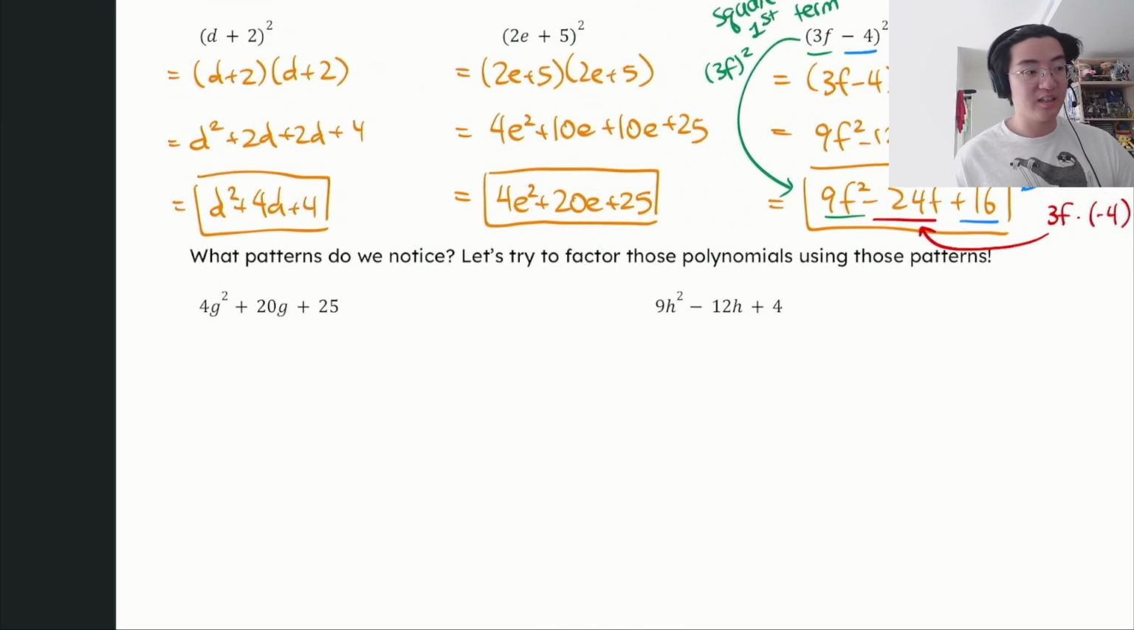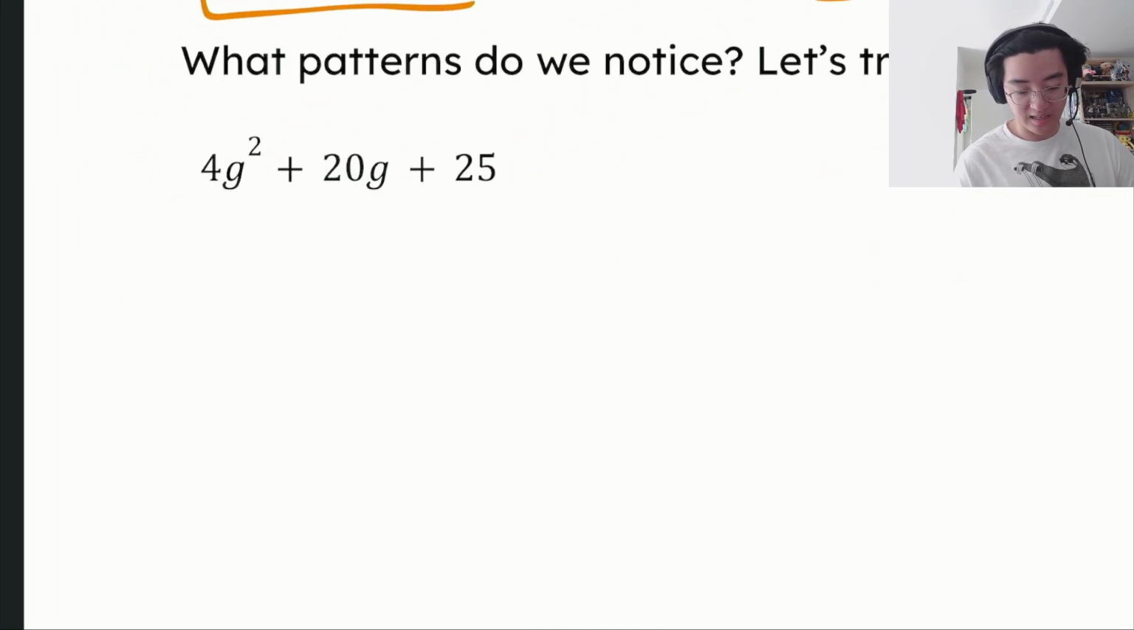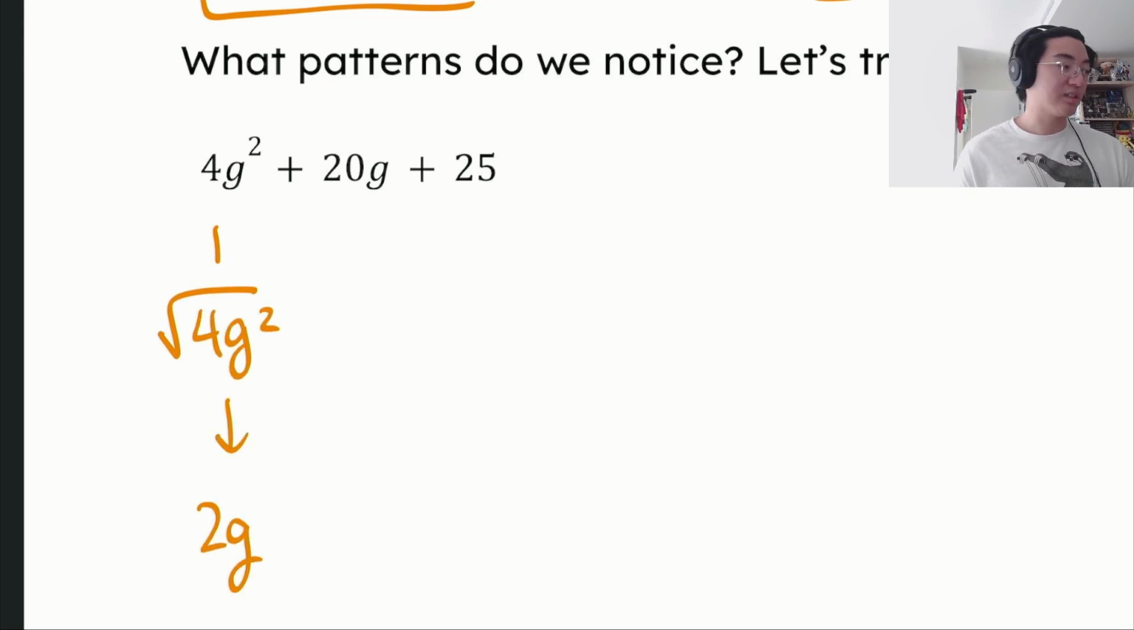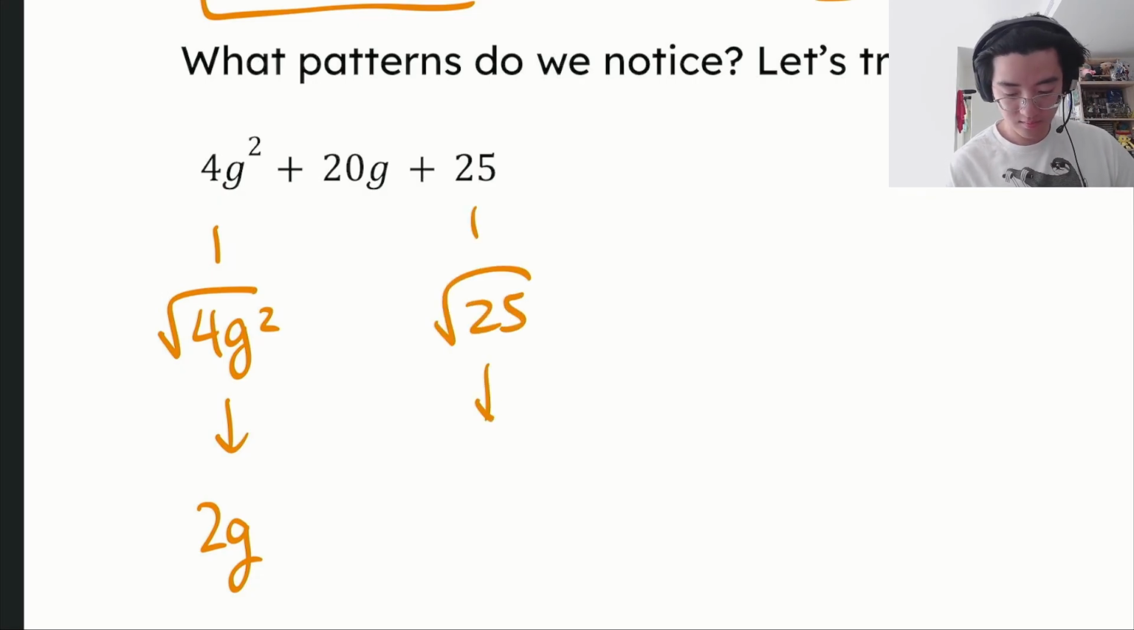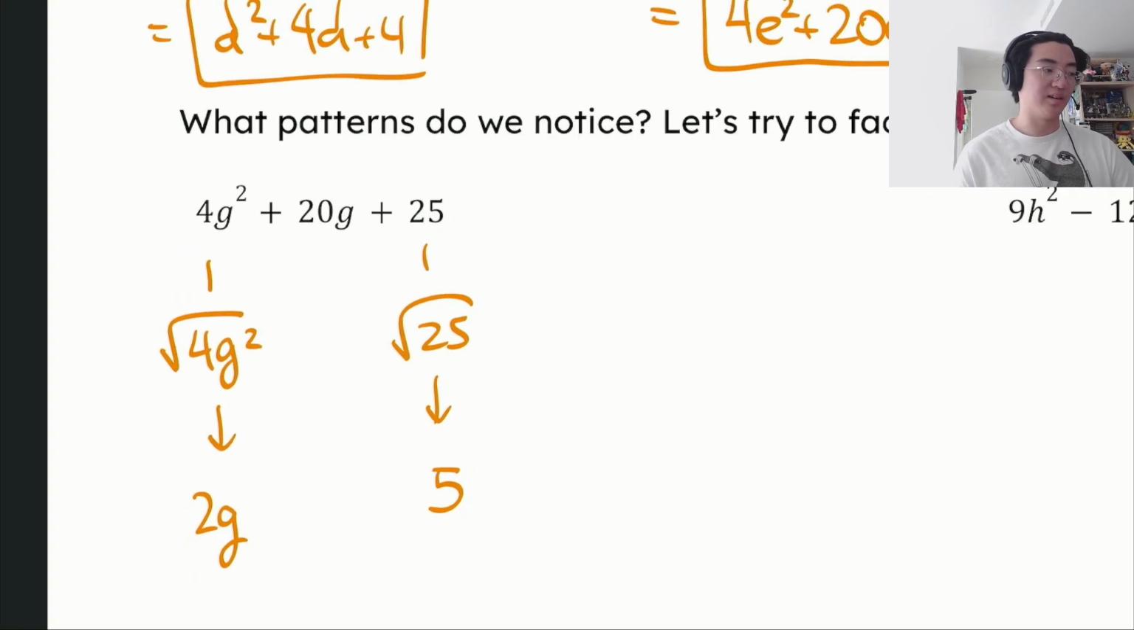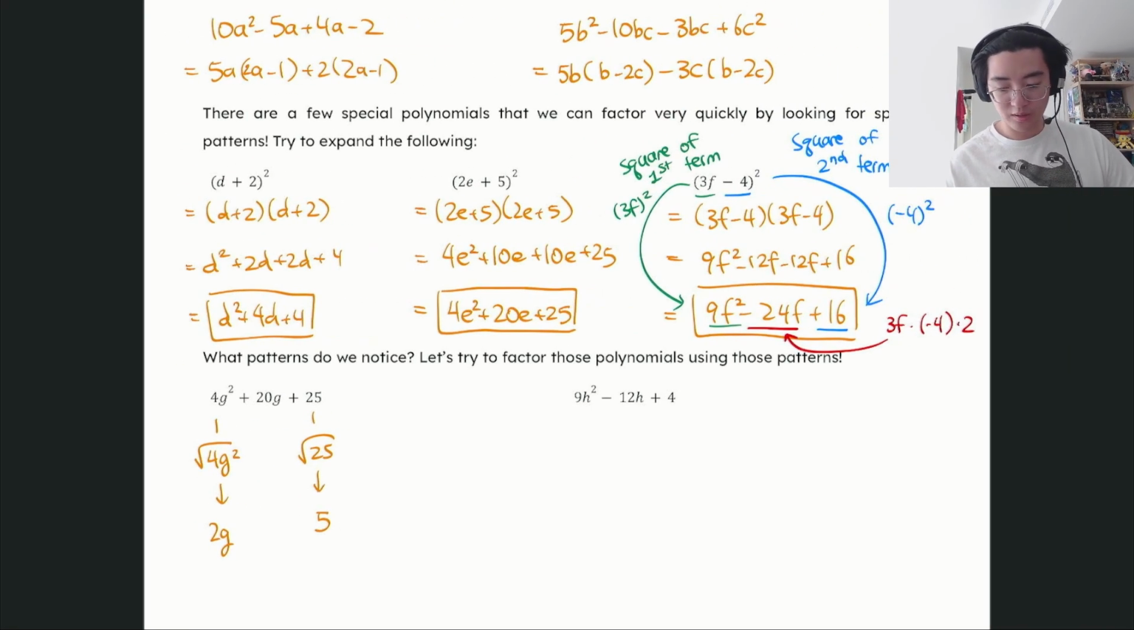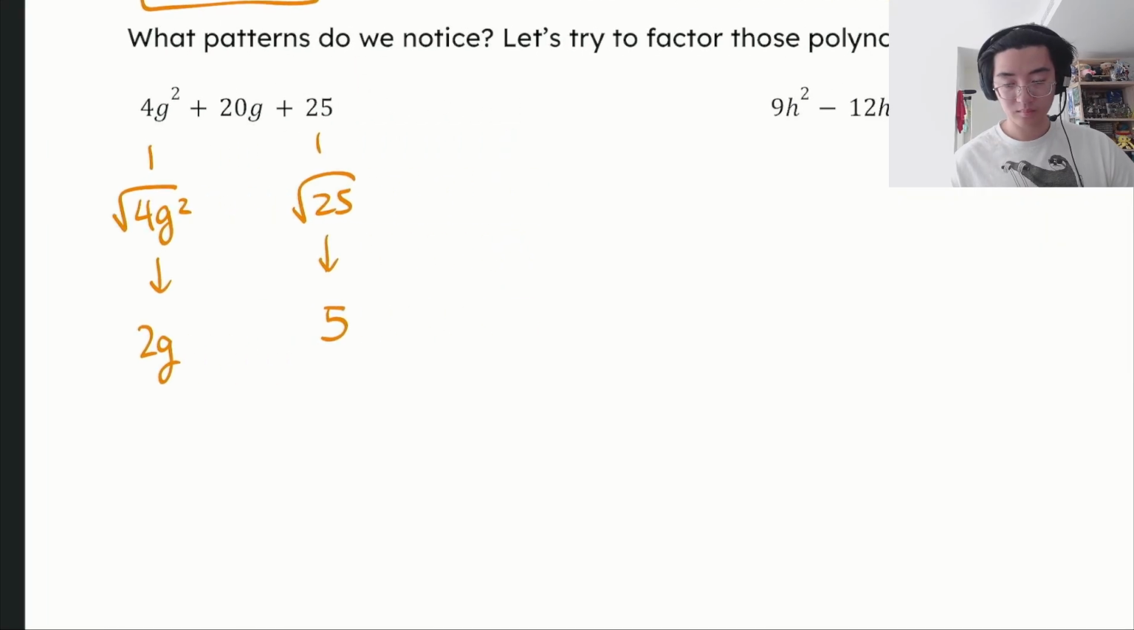4g squared, the square root of that is 2g. Alright, square root of 4 is 2, square root of g squared is g. And the square root of 25 is 5. Alright, so again, we're just going backwards here was our pattern. Alright, the square root of that is 5.